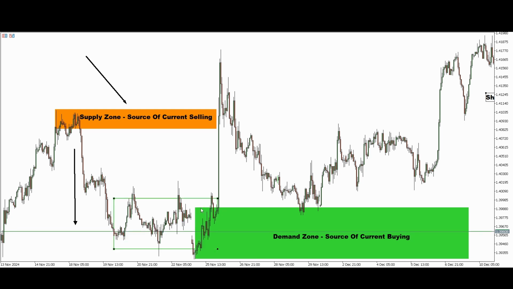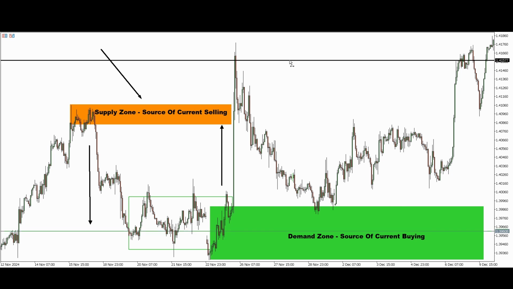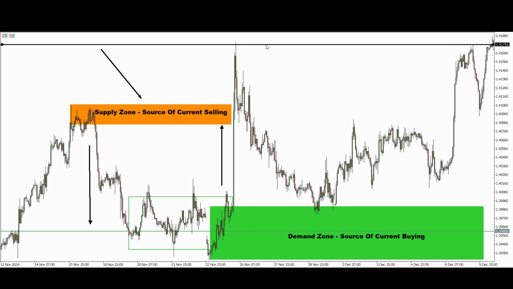As price drops into the green demand zone, we see multiple rejections and a tight consolidation. This is the footprint of professional accumulation, slow, controlled buying from an area where institutions previously placed orders. Nothing dramatic yet, but the intent is building. Then we get the key moment. A sharp, impulsive rise launches upward from the demand zone.